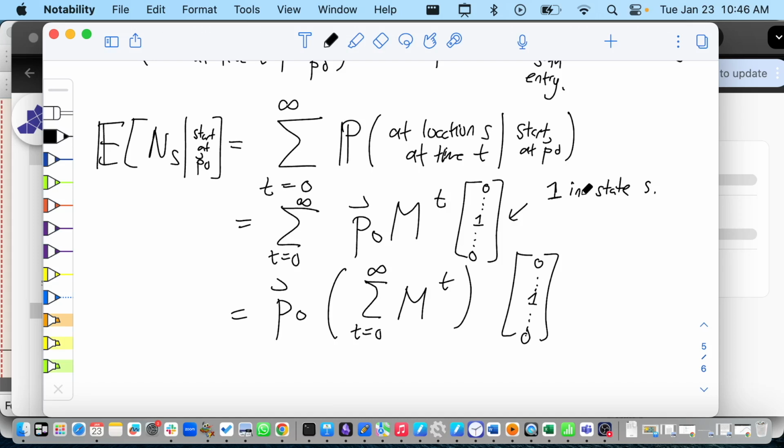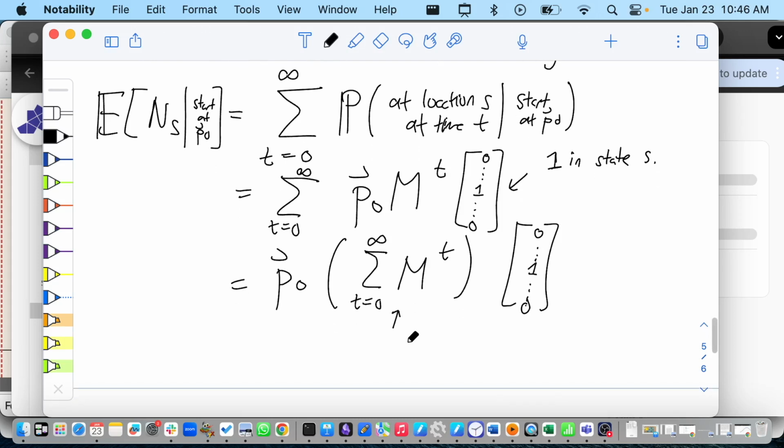Okay, so big infinite sum. This infinite sum, by the way, if you watched that Snakes and Ladders video, is what they called I plus m plus m squared plus m cubed plus m to the fourth. That's exactly where that came from. So the expected value of the number of visits is an infinite sum. You could do this big infinite sum with the matrix, and then you multiply by p0, the probability vector, on the left. You multiply by a 1 in state s on the right, and that gives you the answer. Questions or comments about this setup?